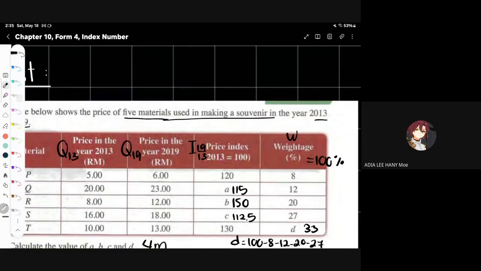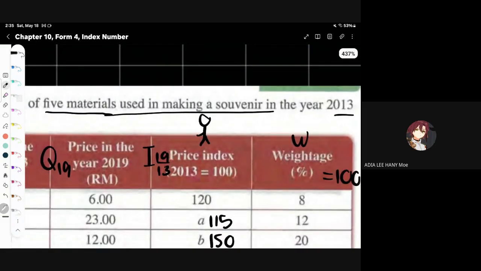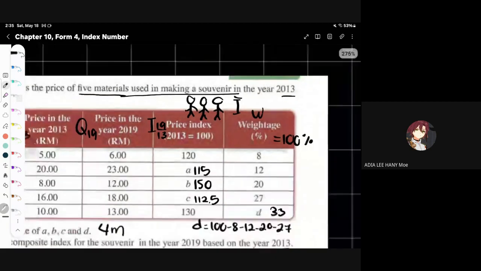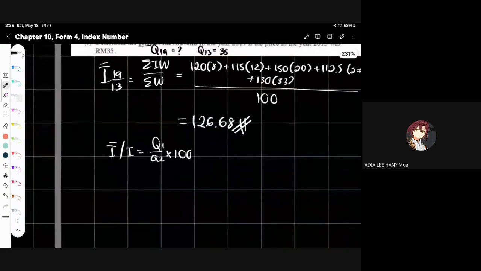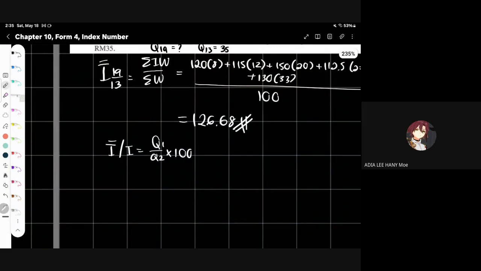So we are talking about a group of people. And when I mention group, we use I dash. So we used I dash. Okay. So this one we will use I dash. Oh my god, my tablet is wrong. So I dash. I dash in what year? 19 and 13, right? So equal to Q19 over Q13 times 100.